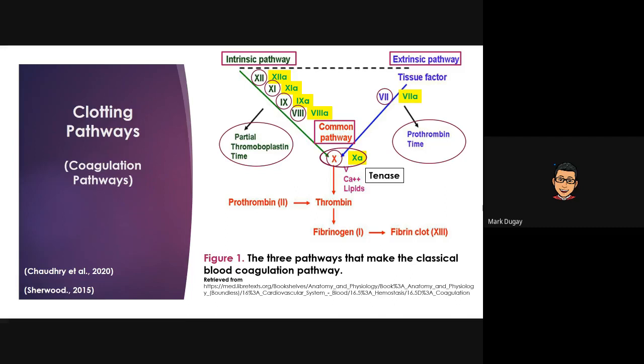The activated factor 10A activates prothrombin or factor 2 into thrombin or factor 2A. Thrombin activates fibrinogen into fibrin. Fibrin subunits come together to form fibrin strands, and factor 13 acts on fibrin strands to form a fibrin mesh. This mesh helps stabilize the platelet plug to complete the clot. So these are the different pathways regarding clotting or blood coagulation.